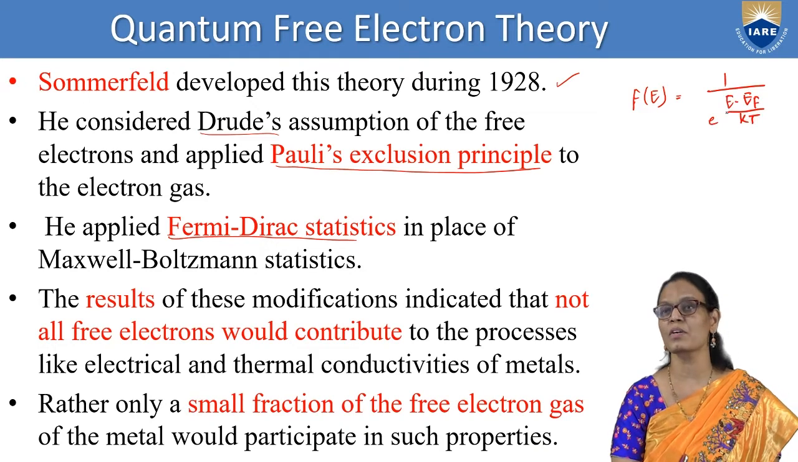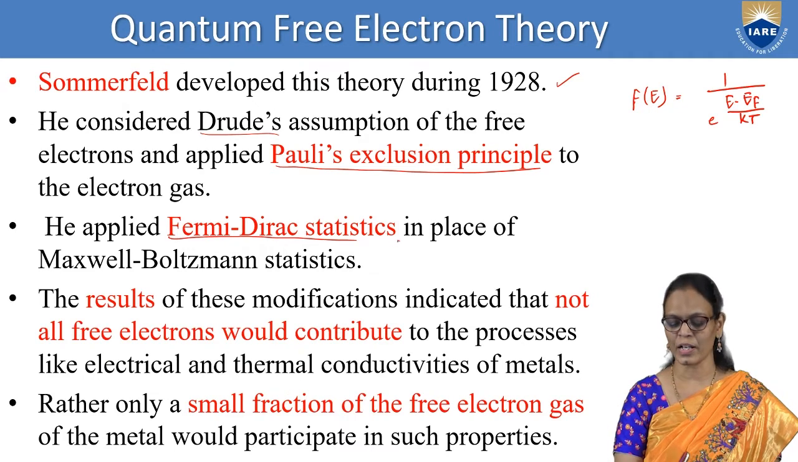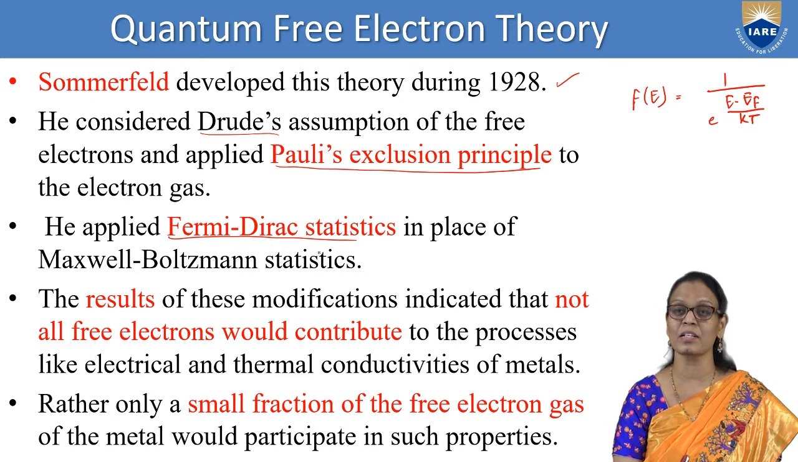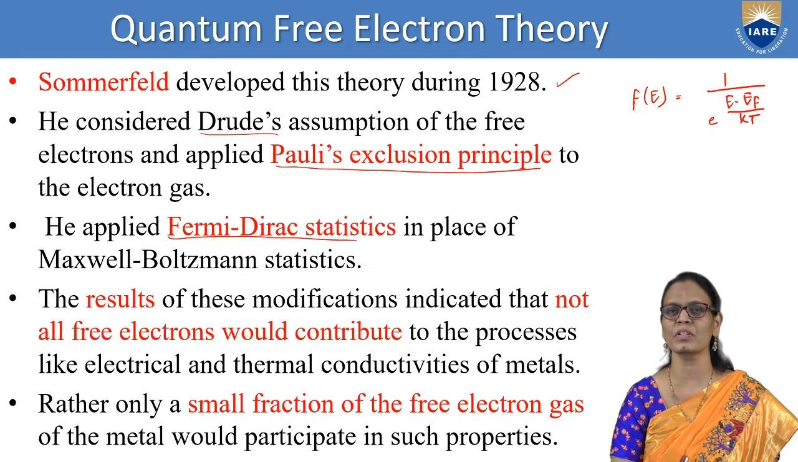Okay. So this is the Fermi-Dirac statistics. In Fermi-Dirac statistics, we consider that the electrons are identical, but their spin is different. Fermi-Dirac considered Pauli's exclusion principle: no two electrons can have the same quantum number. So at least their spin has to be different.